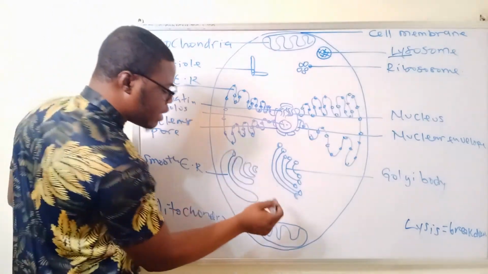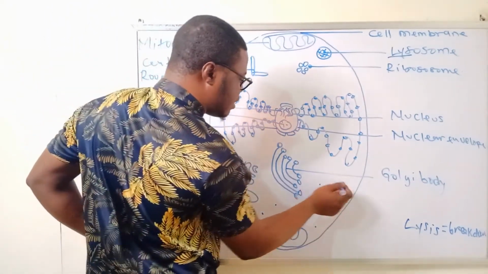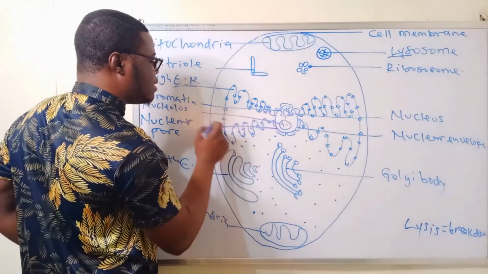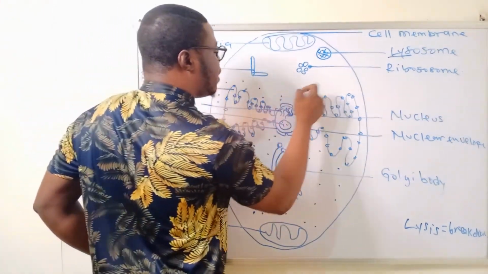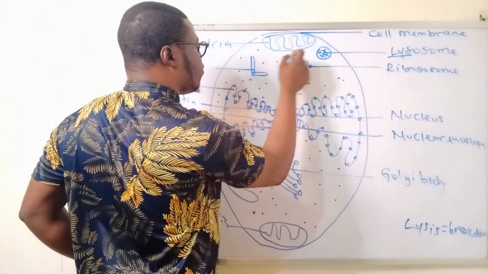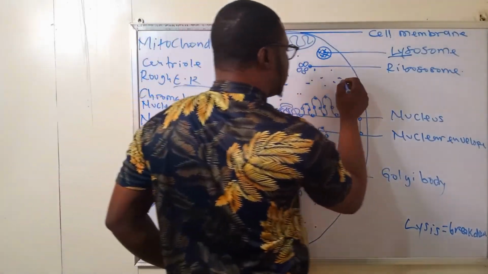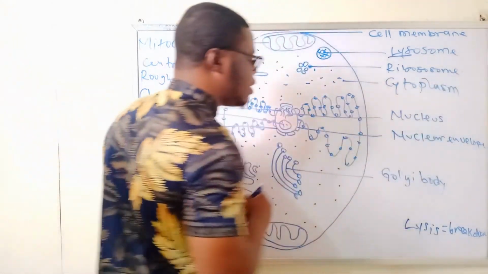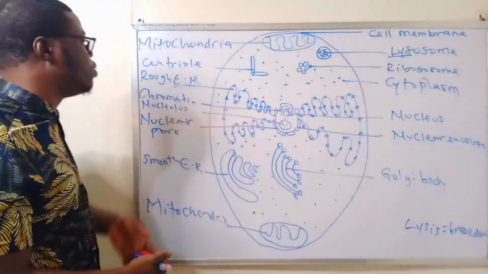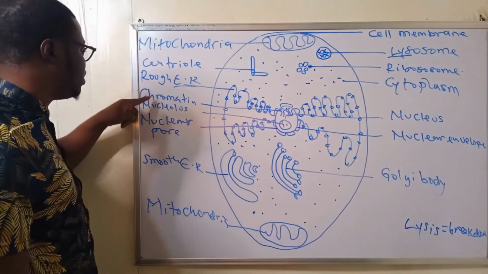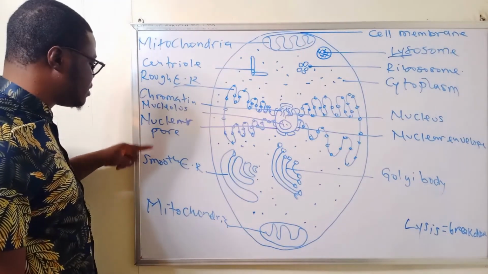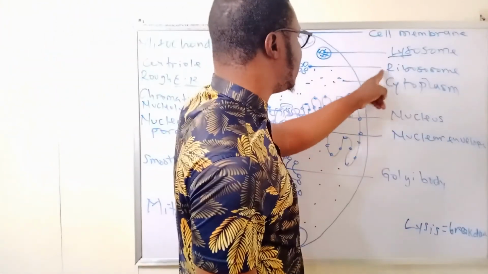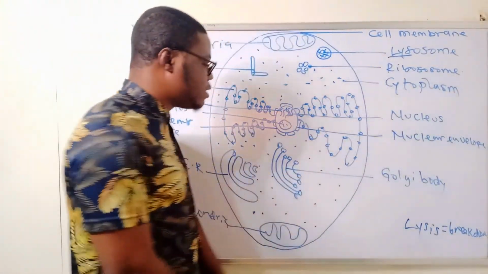But now, start putting dots at intervals. These dots are the cytoplasm. Cytoplasm. And now let's count our labelings. If we have 12, we are good to go. So we have 1, 2, 3, 4, 5, 6, 7, 8, 9, 10, 11, 12, 13, 14, 15. So that's the diagram of the cell.